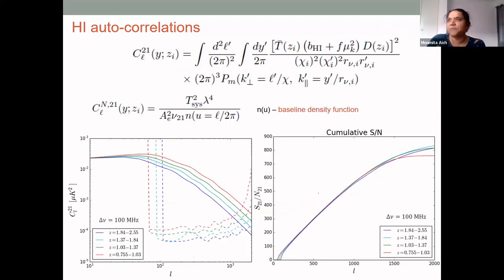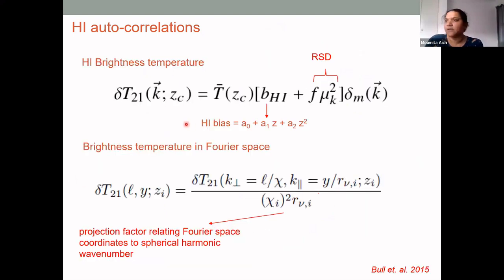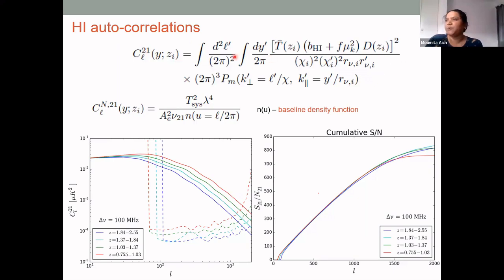Right. So this is the autocorrelation. You have the temperature distribution, and you basically take a 2-point function. I just put it here in case anyone is interested. You can see it's kind of a square of this term here. It's nothing but a 2-point correlation of two instances of the brightness temperature. So that is what your autocorrelation is, and this is what you get.